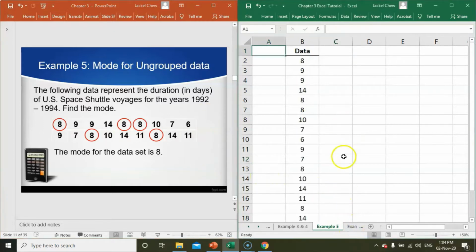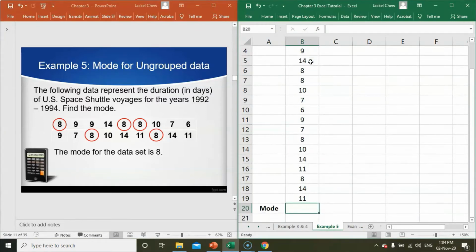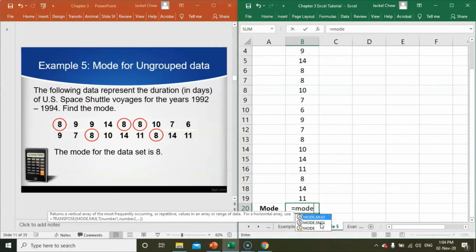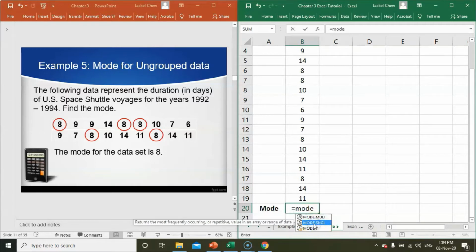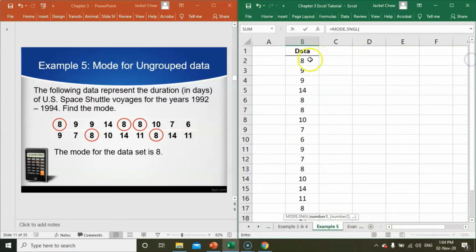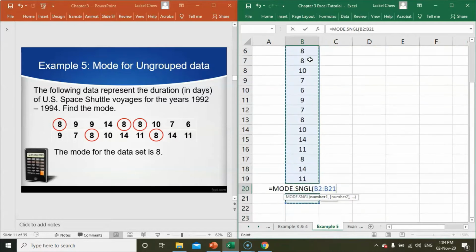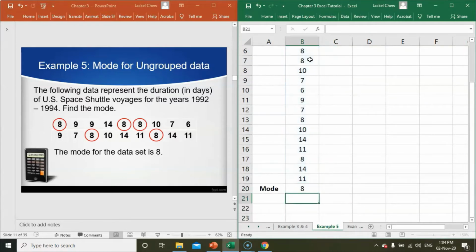So we refer to this side. Let's say I have copied all the data, and then to find the mode, basically we just use the MODE function. Then we pick this one, MODE.SNGL, for a single array of data. So we double click it, and then we highlight the data, then we get our answer.